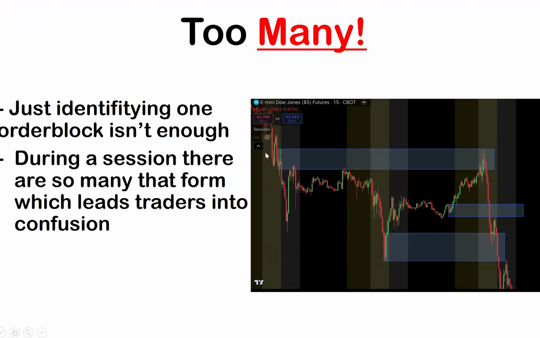Just like my last point, this is what I just said. There are too many order blocks during a single session, during a single week, during a single month. You can find them on every single time frame. Just identifying one order block for your strategy is not good enough. You need other confluences so your trades are more effective.